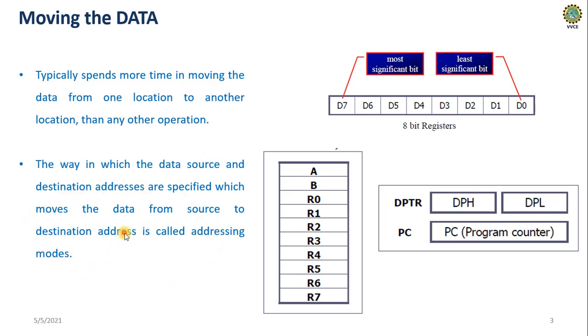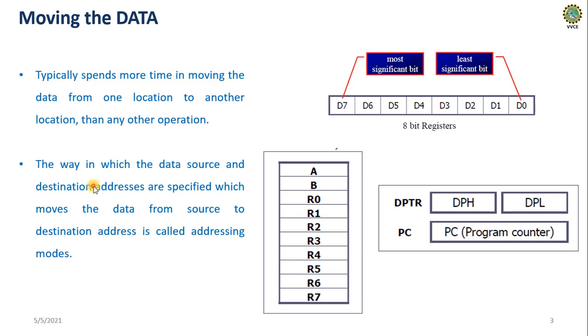Okay, so addressing modes define how, or the way in which, the source and destination address locations are specified or operated. So what kind of addressing modes you are using, right? That is what we call addressing modes. You can see the way in which the data source and destination addresses are specified actually tells how to move the data from source to destination. Okay, so that is what we call addressing modes. Fine. So here the addressing modes or addressing types are different.